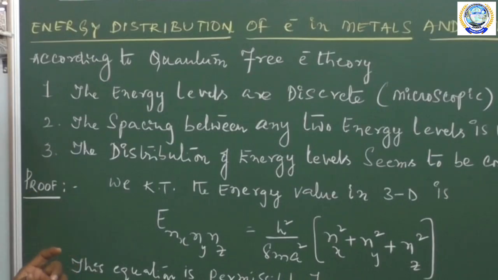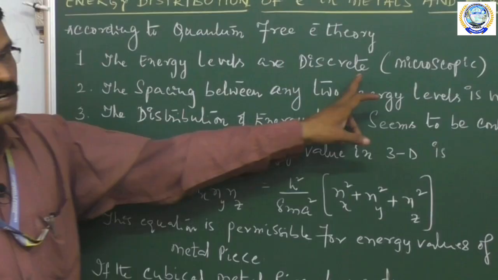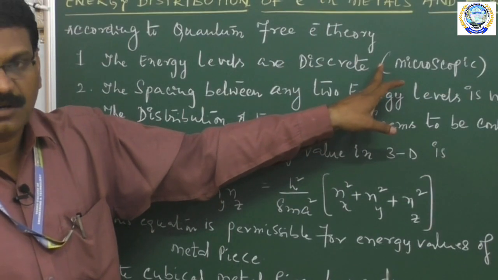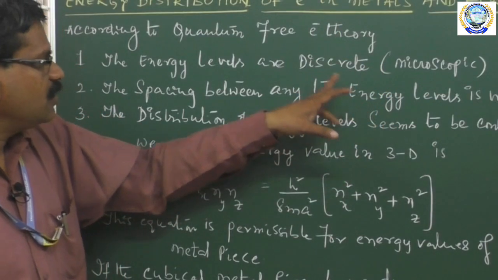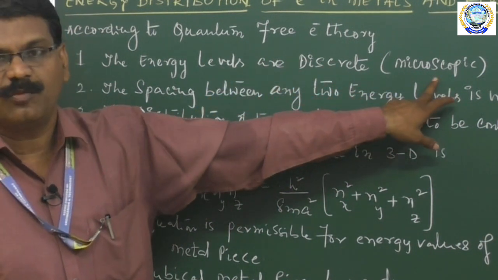Let us discuss these three points here. What is the first point telling us? The energy levels are discrete. Discrete means which is not continuous. Strictly speaking, the first property belongs to microscopic property.